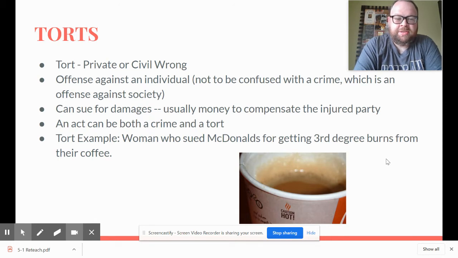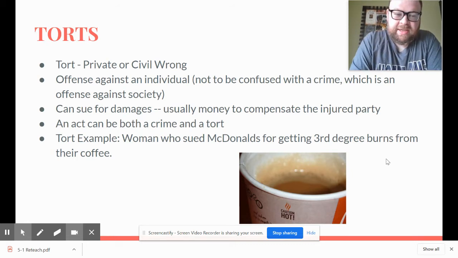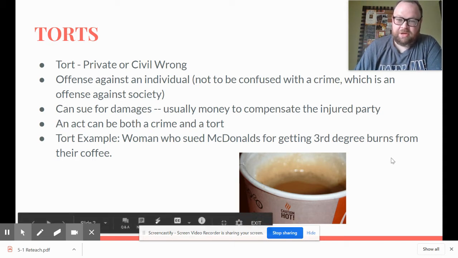So in a tort, you can sue for damages. Usually, it results in money to the injured party. An act can be both a crime and a tort. So you can kind of think of the old O.J. Simpson trial as that, as he was not convicted of the crime, but he was convicted of the tort. Another classic tort example would be the woman who sued McDonald's after getting burns. And actually, later today, one of your assignments is going to be a case study on that. So you'll dive more into that here soon.